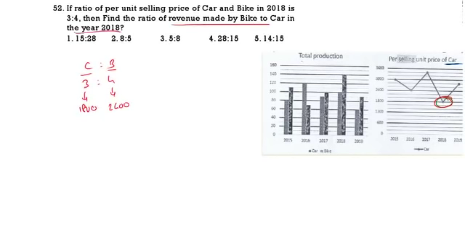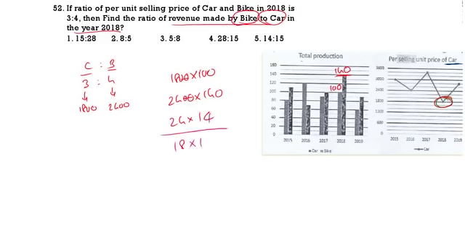In 2018, the cars are 100, bikes are 140. So 1800 into 100 is the car revenue. Bikes 2400 into 140 is the revenue of the bike. We have to find the ratio of bike to car. So here two zeros cancel. 24 into 14 by 18 into 10. This we need to calculate.